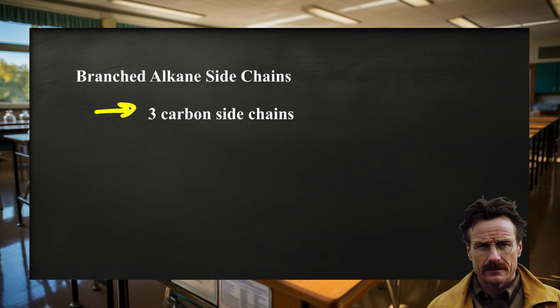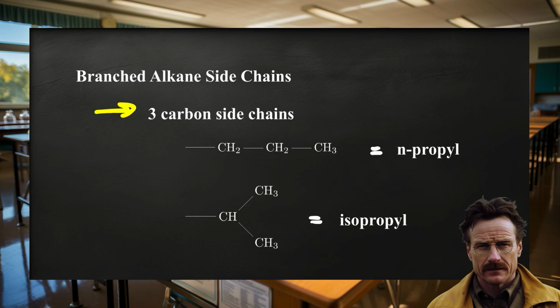The first is the straight propyl side chain. More specifically, we call it an n-propyl chain, but we usually just leave off the n. However, a 3-carbon side chain can also be branched. Here is the branched 3-carbon chain. We call it isopropyl. There are no other possible arrangements for 3-carbon side chains.